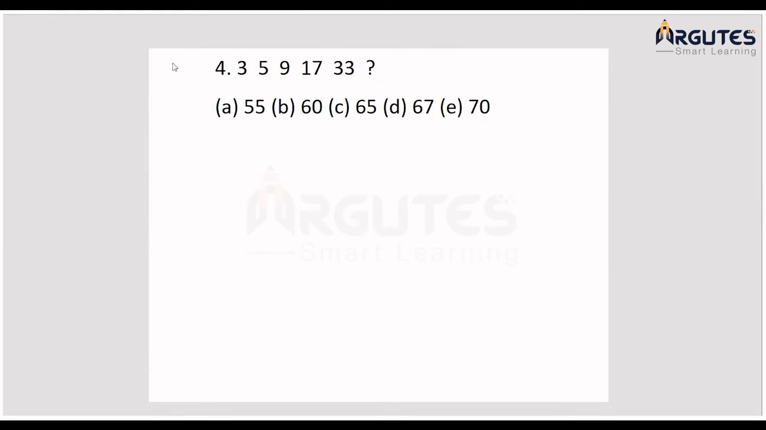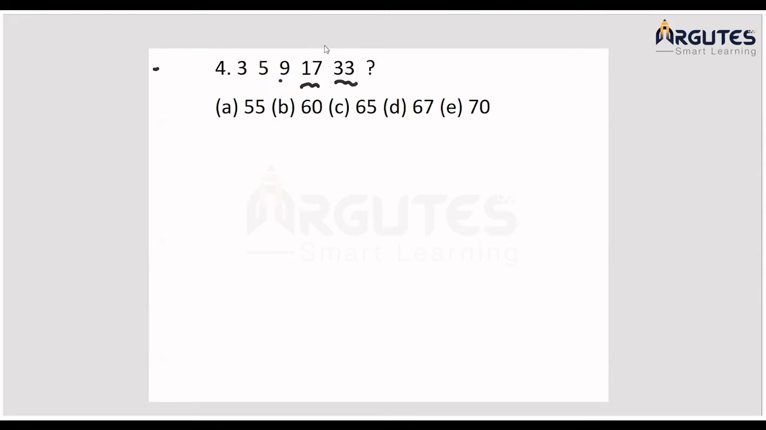Again look at the fourth question. The fourth question: 3, 5, 9, 17, 33. So again what we will do, we will look at the larger number, 33. The number just before 33 is 17. So it seems that it is near to 2 times. So every number seems near to 2 times.